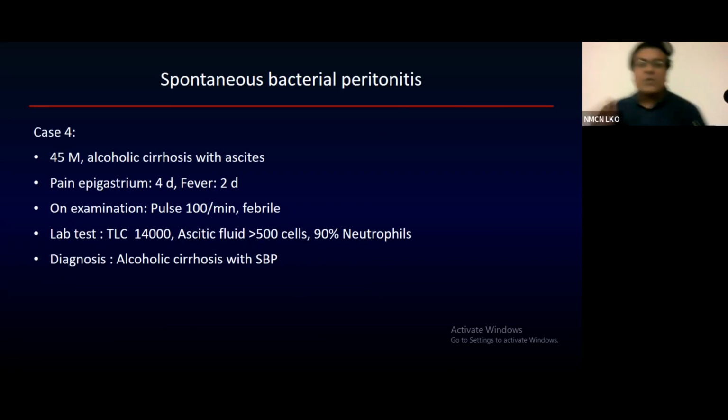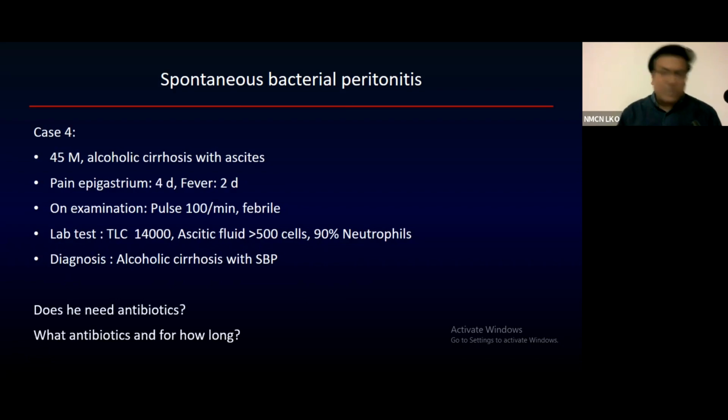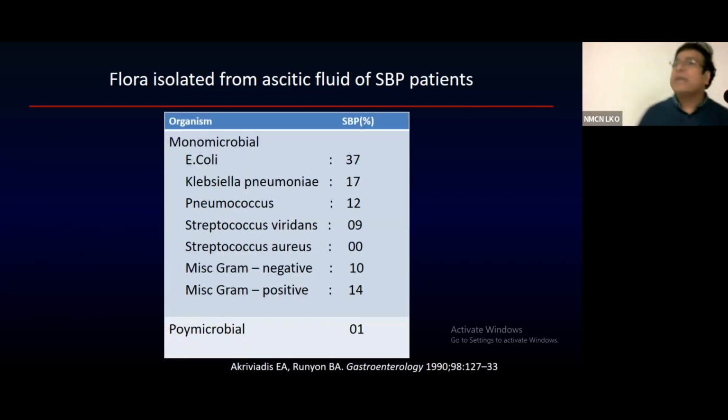Coming to the last part, that is spontaneous bacterial peritonitis: 45 male, alcoholic cirrhosis with ascites, pain epigastrium for 4 days, fever for 2 days. On examination, you have pulse rate of 100, 14,000 count with ascites showing 500 cells with 90% neutrophils, and diagnosis is alcoholic cirrhosis with spontaneous bacterial peritonitis. So does it need antibiotics? Okay, I think this is very clear from this slide. Once you say that there is spontaneous bacterial peritonitis, then usually these patients will merit antibiotics.